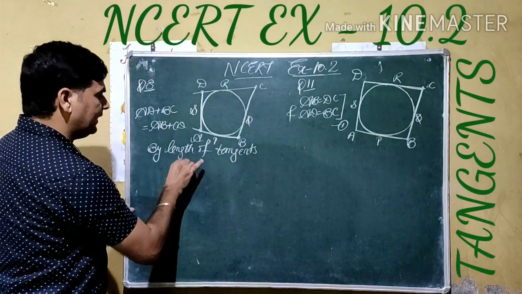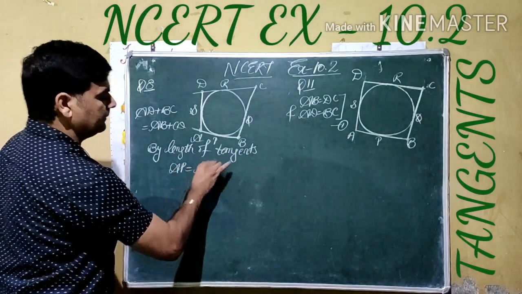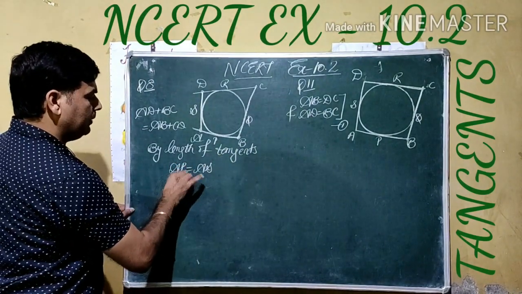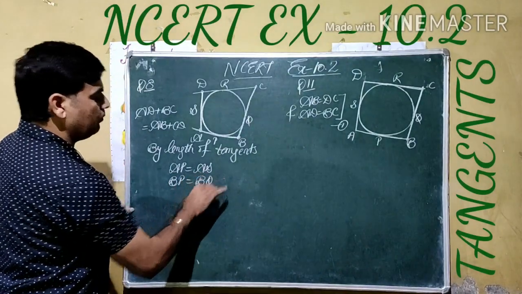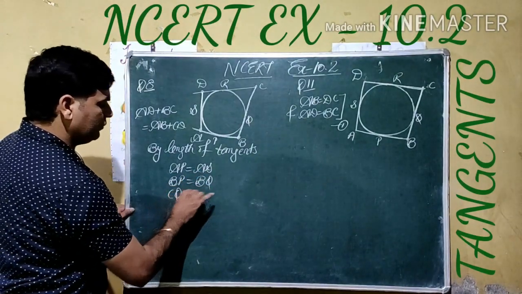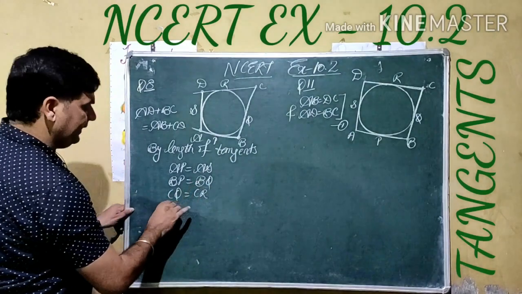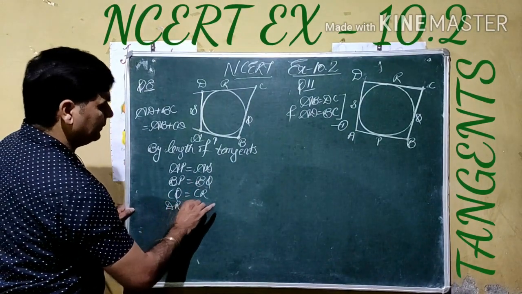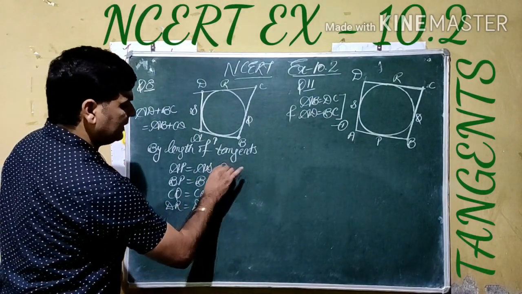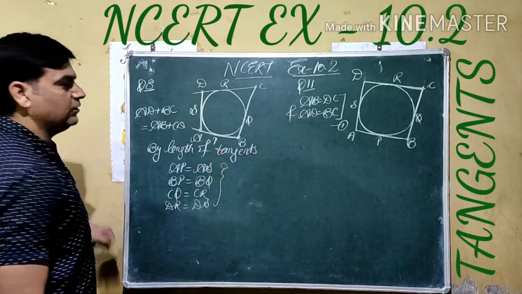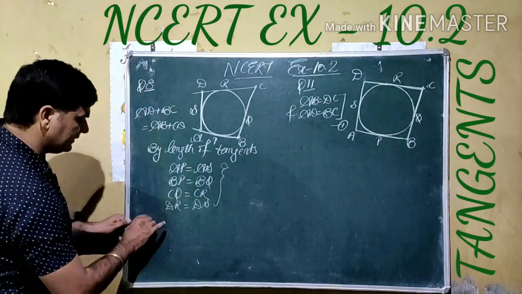So from point A, AP is equal to AS. From point B, BP is equal to BQ. From point C, CQ is equal to CR. From point D, DR is equal to DS. These are by the result of length of tangent. We are taking one of the sides.